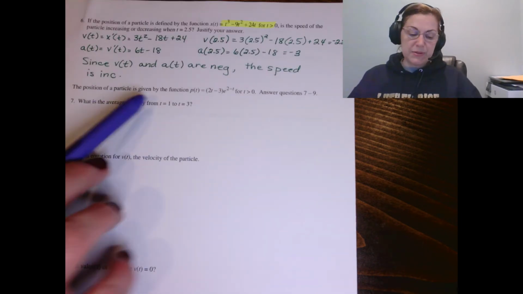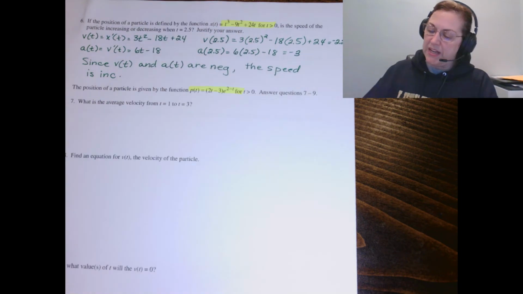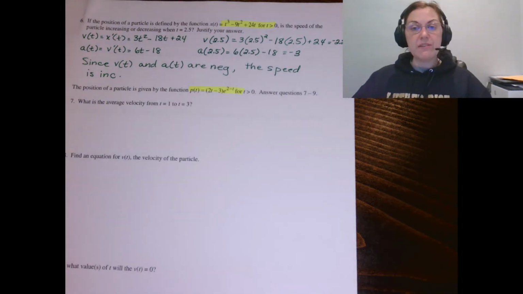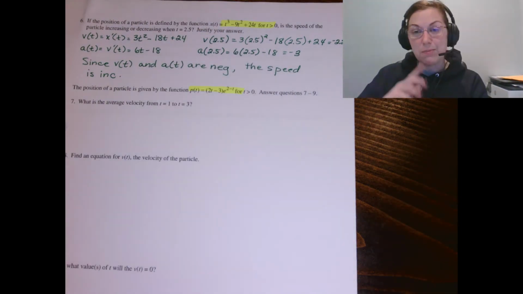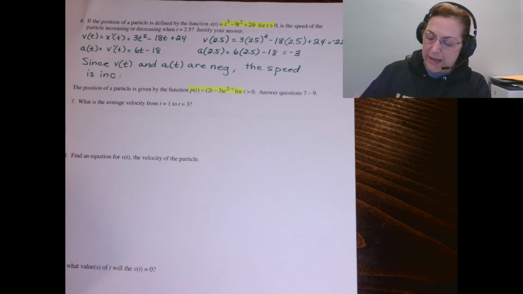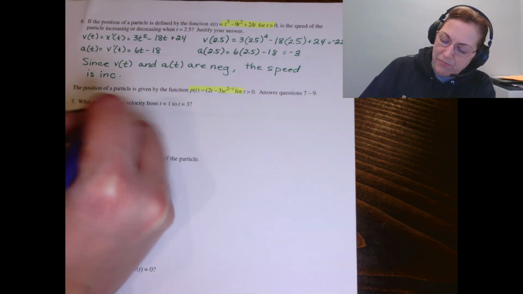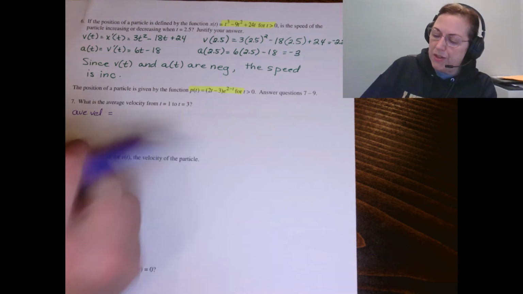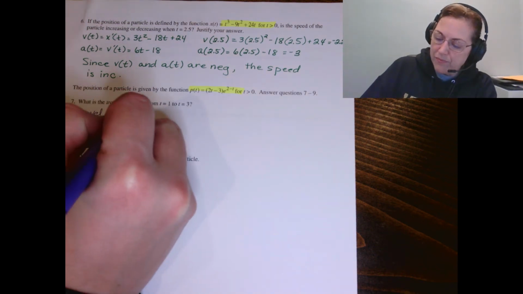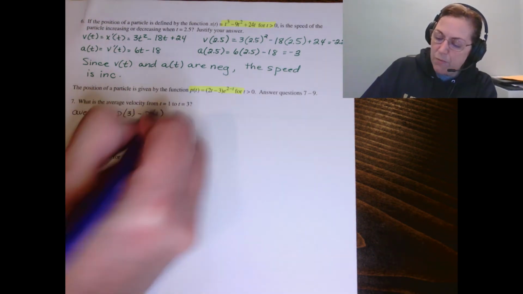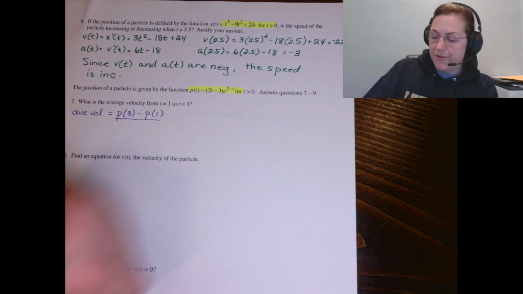Okay, let's look then at number 7 through 9. We'll use the position of the particle. We'll use the function p of t here. And we're looking for the average velocity. Now remember, putting that word average in front of it means, hey, do the slope the algebra way. So to find the average velocity, we're going to do the position at 3 minus the position at 1 over 3 minus 1.